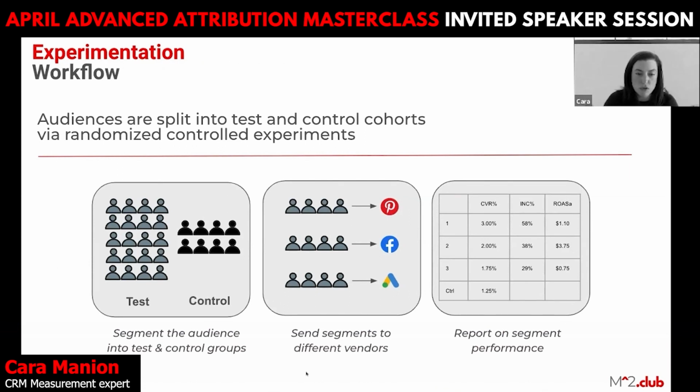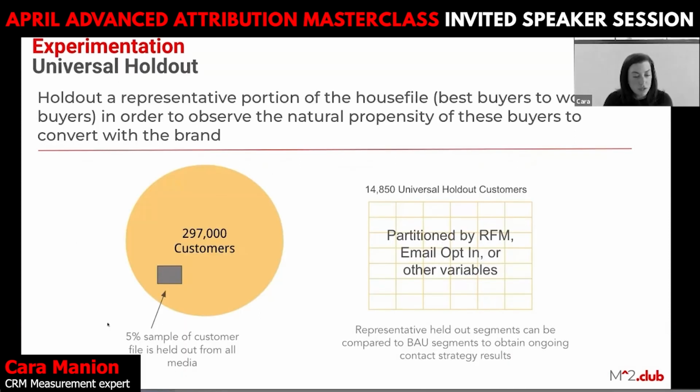Furthermore, you can zoom into all of these segments depending on how you segmented and partitioned it originally, and then you could get all sorts of combinations of those, right? On top of customer reporting and customer experimentation, you can also run a universal holdout.